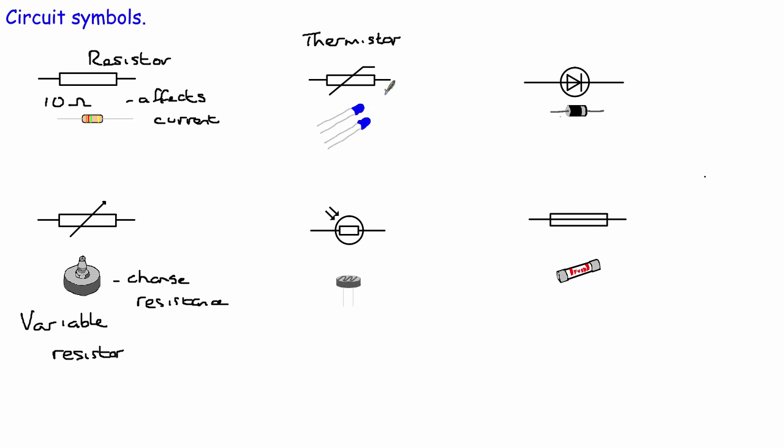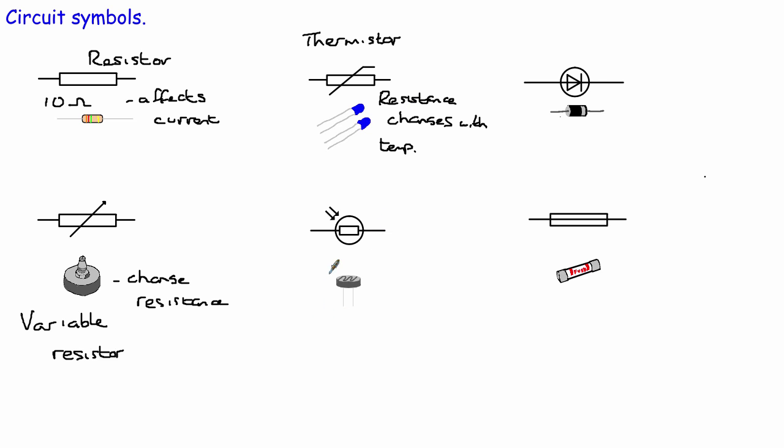So the resistance of these changes with temperature. So we'll write that down: resistance changes with temperature. So that can be useful in things like central heating systems, in hot water systems and things like that. Okay, so basically if you want to do something with temperature, you'd use one of these.